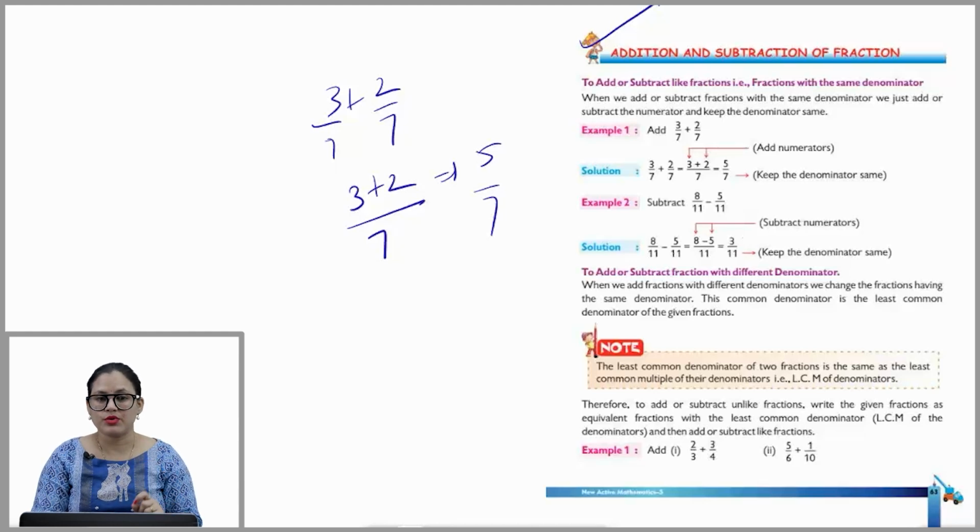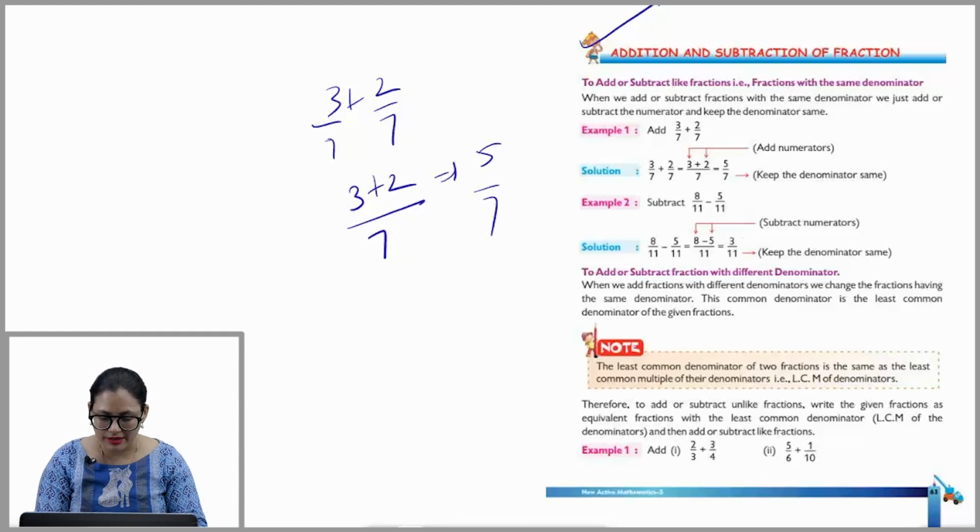Now, to add or subtract fractions with different denominators. When we add fractions with different denominators, we change the fractions to have the same denominator. This common denominator is the least common denominator of the given fractions. Note: the least common denominator of two fractions is the same as the least common multiple of their denominators, that is, the LCM of the denominators. Therefore, to add or subtract unlike fractions, write the given fractions as equivalent fractions with the least common denominator, that is, the LCM of the denominators, and then add or subtract like fractions.